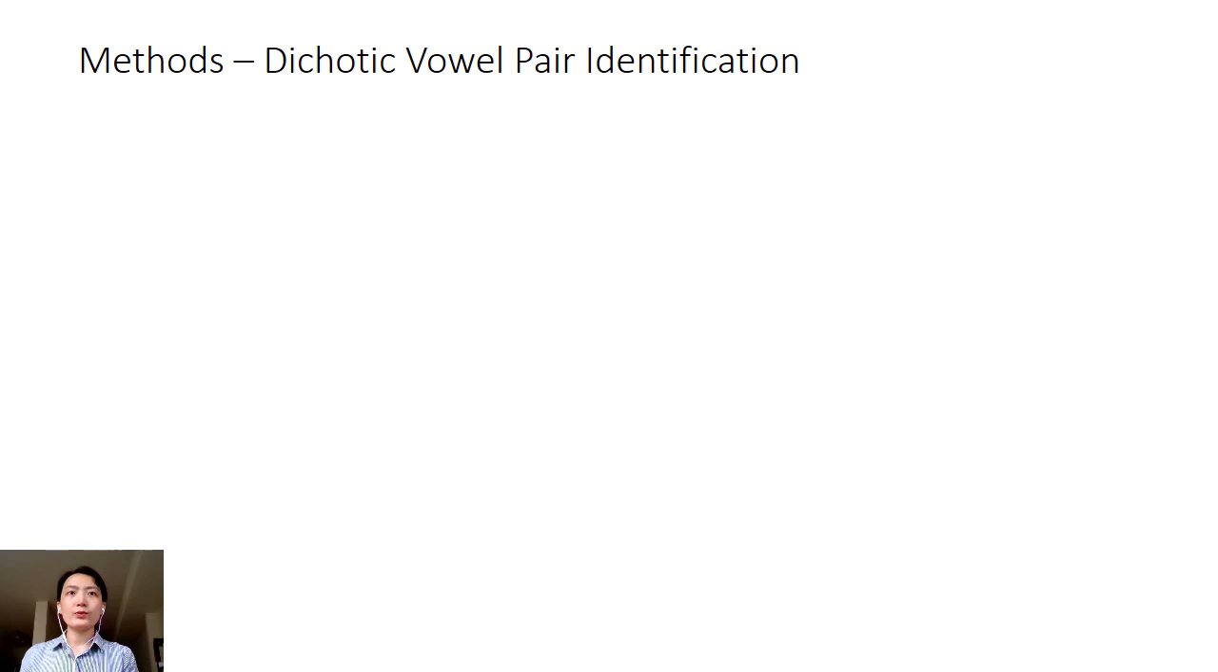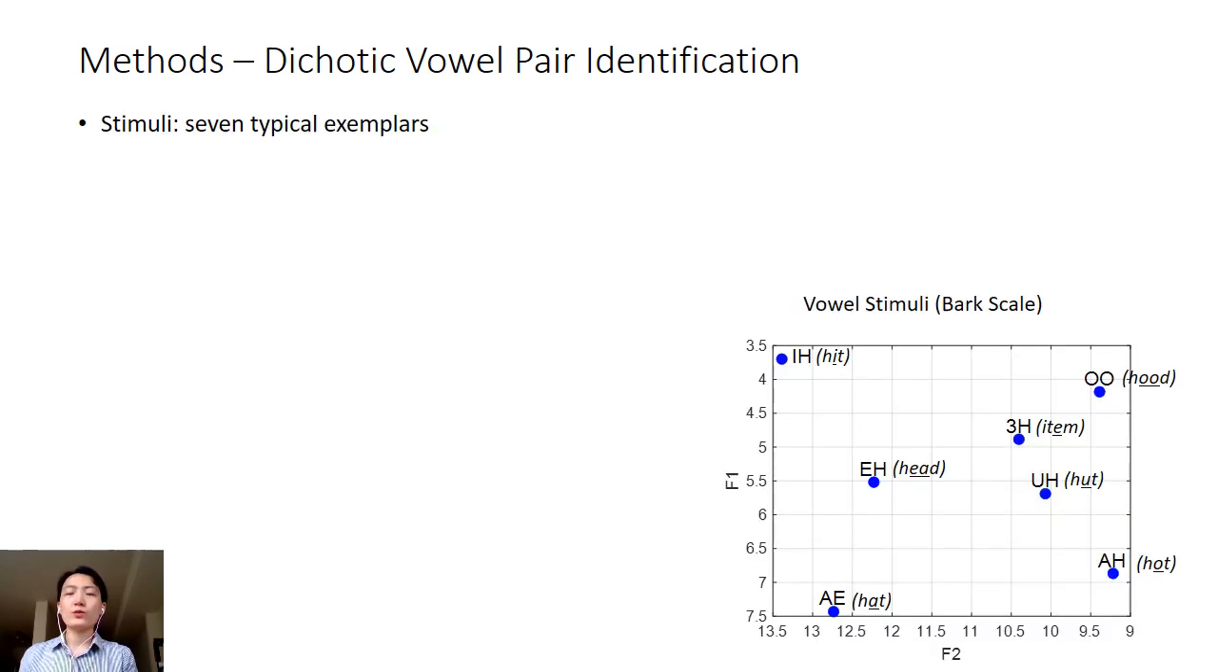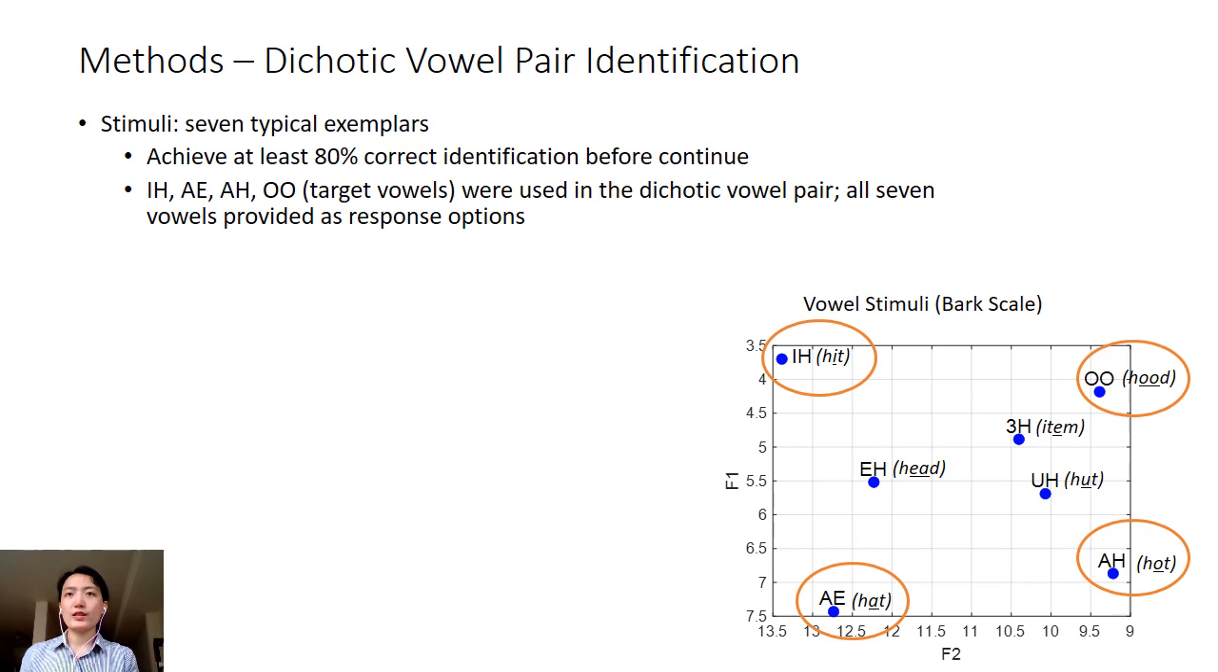In this study, there were 7 vowels used, as shown here. The symbols are what we presented to the subjects, and the example pronunciation is underlined in the word by the symbol. The subjects were trained to correctly identify these vowels with at least 80% correct in the left and right ear separately before they continued. 4 of the vowels, circled here, are used in the dichotic vowel pair stimuli.